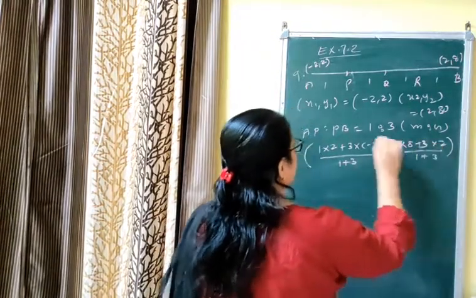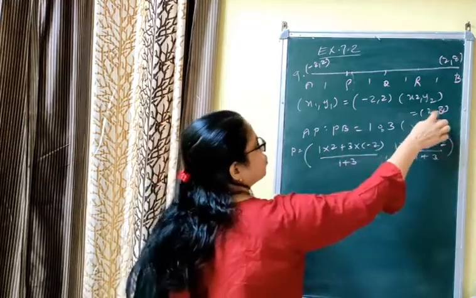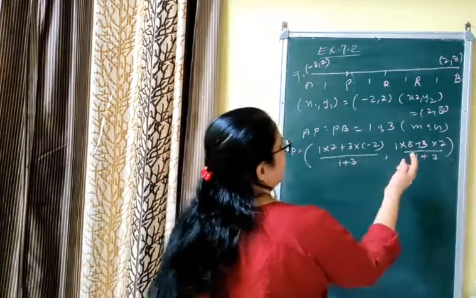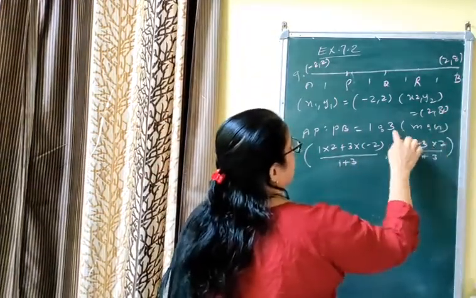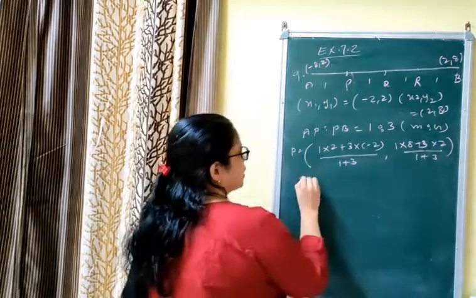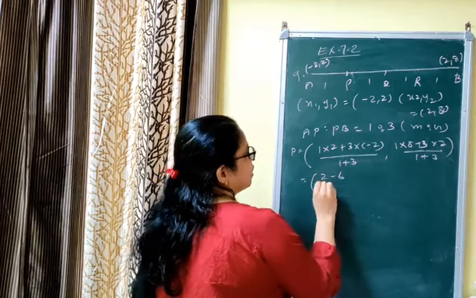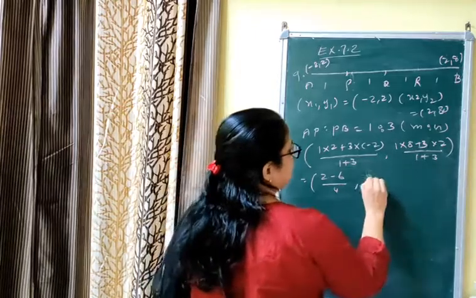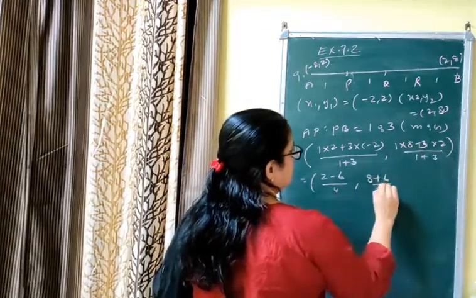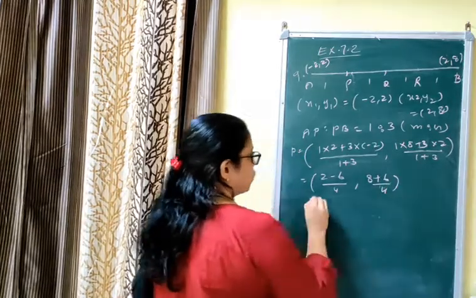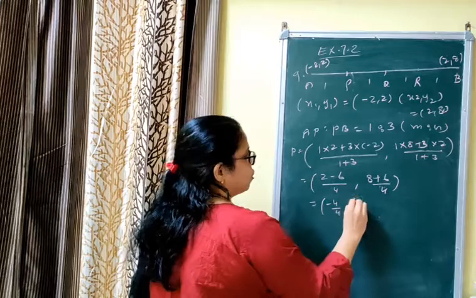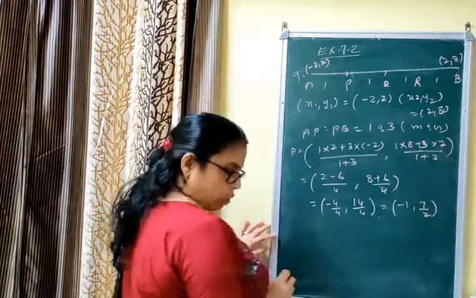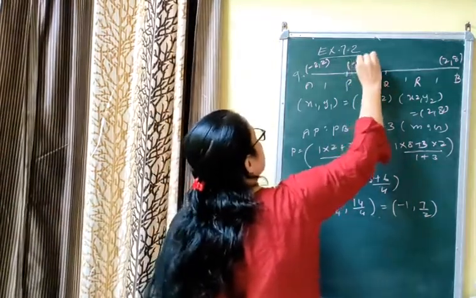Once more I say, mx2, 1 into 2 plus nx1, 3 into minus 2 upon 1 plus 3. my2, 1 into 8 plus ny1, 3 into 2 upon 1 plus 3. That is 2 minus 6 by 4, and second is 8 plus 6, sorry, 1 plus 3 is 4. That is minus 4 by 4, 14 by 4, that is equal to minus 1 comma 7 by 2. That is, the coordinates of P we got are minus 1 comma 7 by 2.